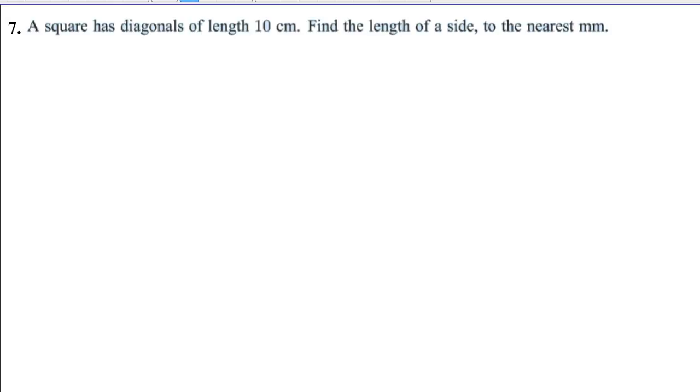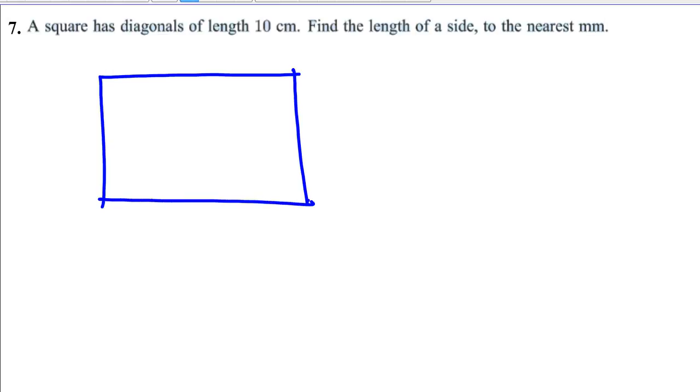Number 7, a square has diagonals of length 10 centimeters. Find the length of a side to the nearest millimeter. So first step, we need to sketch this square. So the length of the diagonals is 10. So each diagonal is 10, that's 10 centimeters.